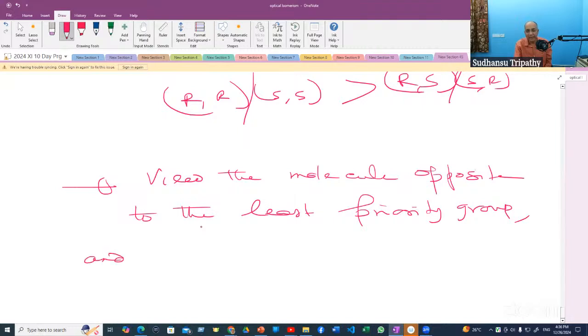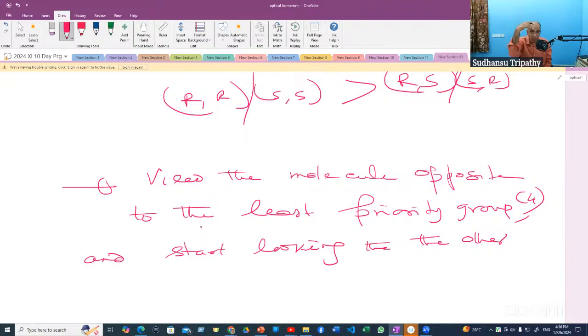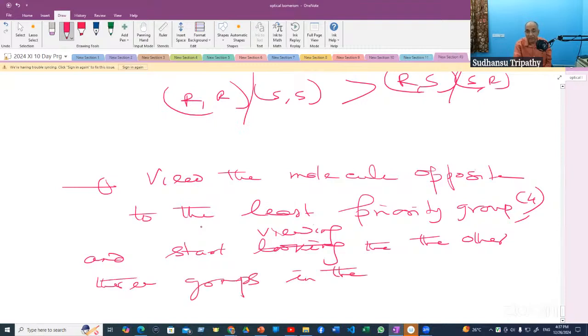And start looking at the other three groups. The least priority group is 4. 4 is below you, and you are in front. You are viewing, start viewing the other three groups in the sequence: 1, then 2, then 3.